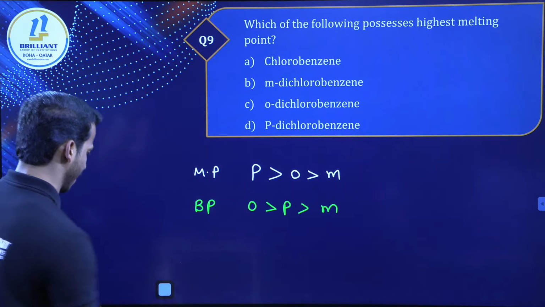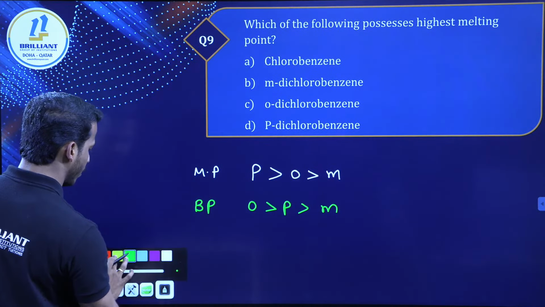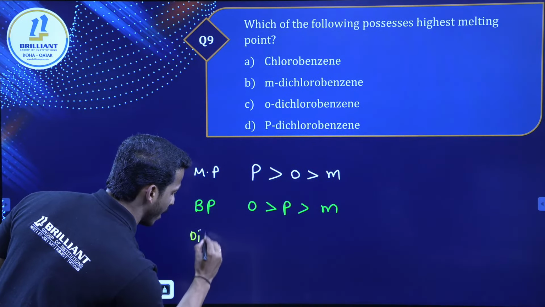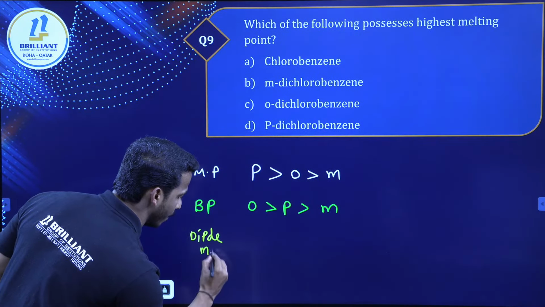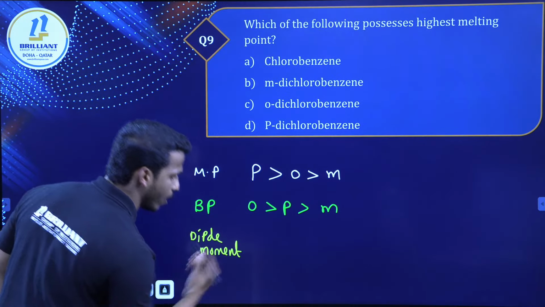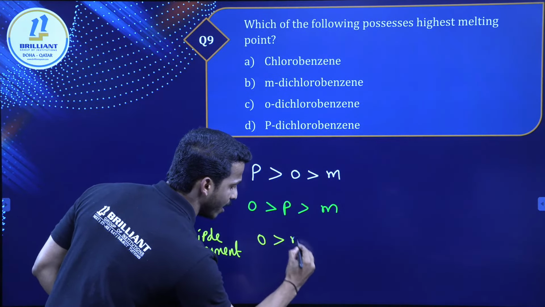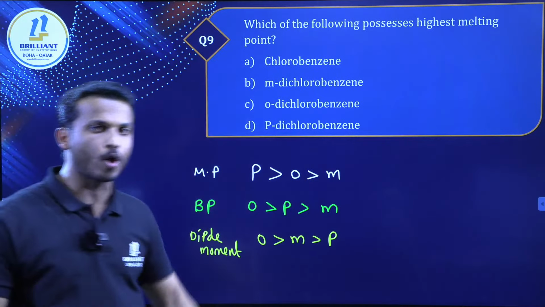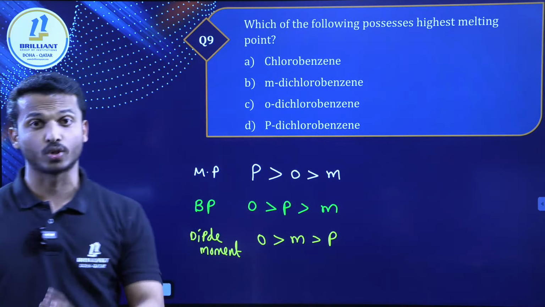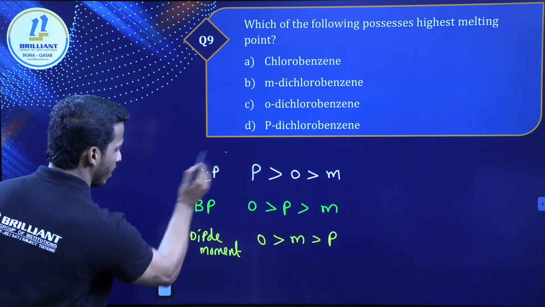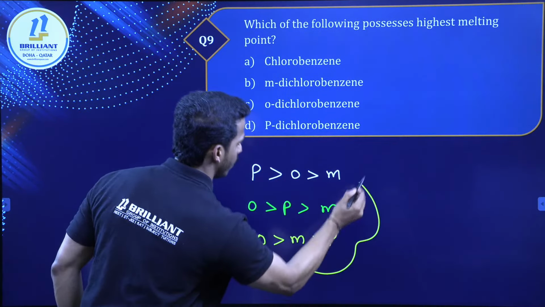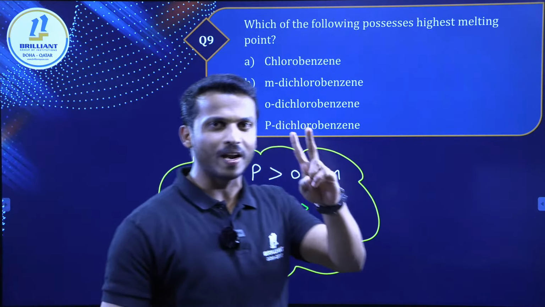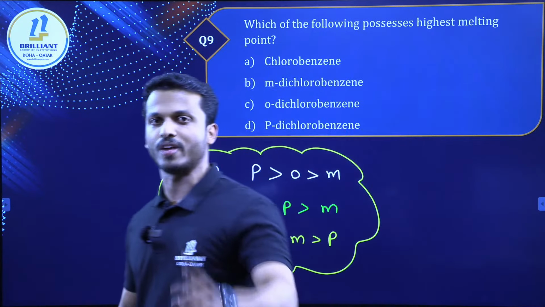And one more is there. Then remaining is their dipole moment. Their dipole moment order, dear all: ortho greater than meta greater than para. Ortho having greater dipole moment, then meta, then para. So these 3 orders are very, very important. It's a very important concept, dear all. Their melting point, boiling point, even the dipole moment also we can expect a question.